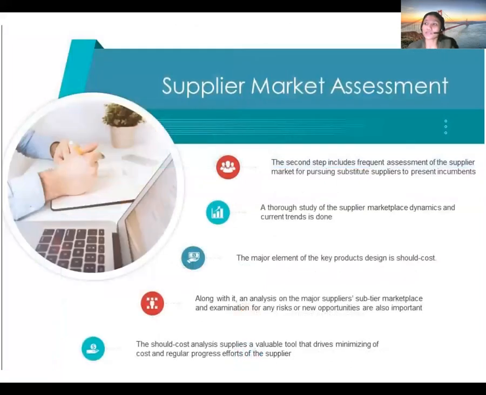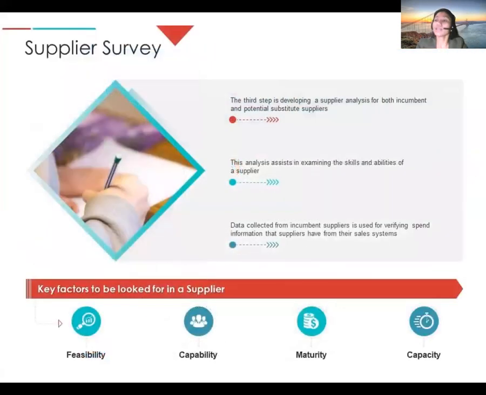And next, let's talk about the supplier market assessment. The second step includes frequent assessment of the supplier market for purchasing substitute suppliers to present incumbents. Through study of the supplier marketplace, dynamic and current trends are identified, along with the major elements of key product design and cost. An analysis of the major suppliers, the supplier sub-tier marketplace, and examination for any risk or new opportunities are also important. And last, the should-cost analysis is a valuable tool that drives minimizing of cost and regular progress efforts of the supplier.